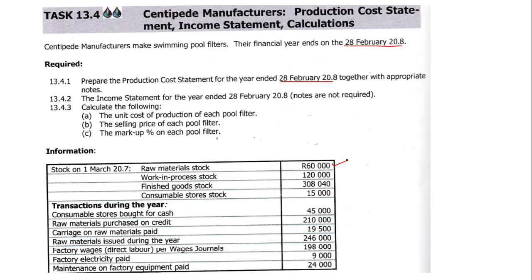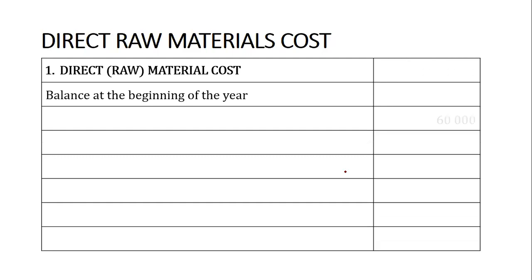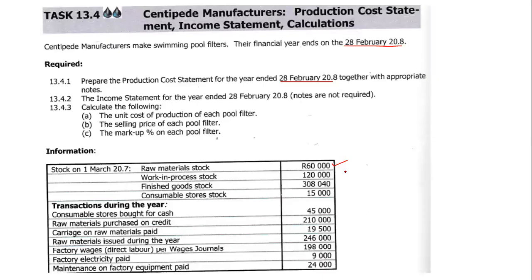It goes to our balance at the beginning of our direct material cost. Direct material cost, it will be the balance at the beginning of the year. It will be 60,000. And this one, where does it go to? It goes to our production cost, but it will be what? Work in progress at the beginning. Do we add or do we subtract it? We add.